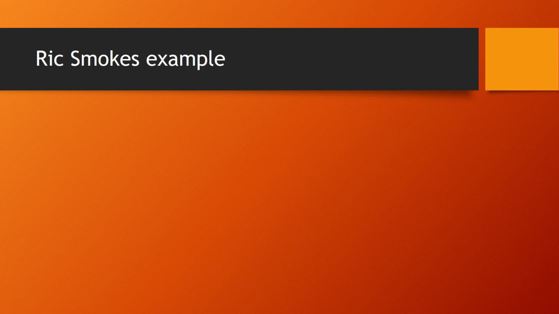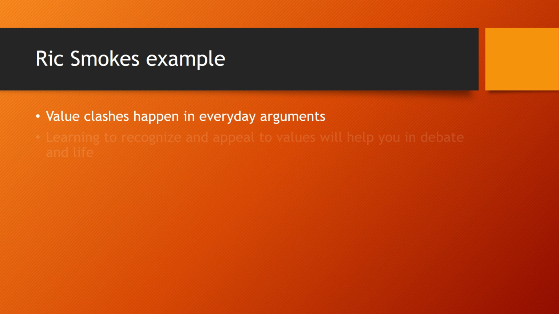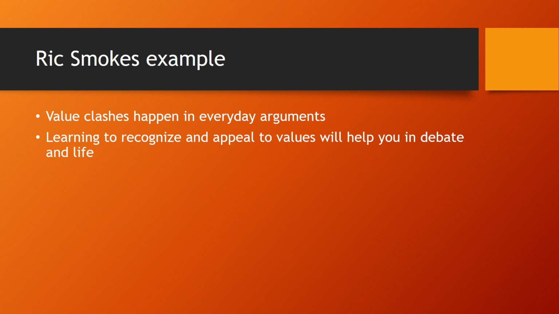And Rick has some other value. We don't know exactly what it is, but we could say it's autonomy, the freedom to smoke. We could say it's some sort of happiness, hedonistic type thing where he enjoys smoking, it makes him happy, so he's going to keep smoking. And the first thing you should grasp here is that values happen in everyday arguments. And the next thing you should grasp is that learning to recognize and appeal to these values helps you in debate, but it also helps you in life.